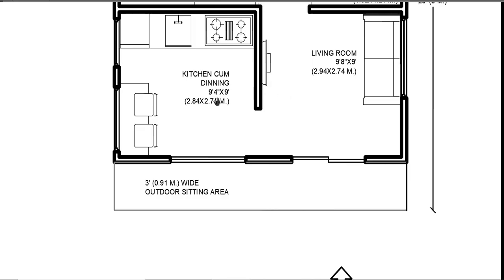So on the left side we have kitchen cum dining area. You can see here the kitchen cabinet with burner, sink and refrigerator arrangement, and a dining counter with 2 chairs and 3 large size windows for ventilation and light purpose.